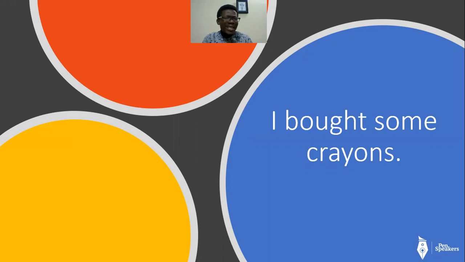So, what is the action? The action is bought. Now, the question is, what or who is performing that action? Who bought something? In this sentence, I bought something. So it therefore means that the subject pronoun or the nominative pronoun in this sentence is I, because I is the one performing the action.